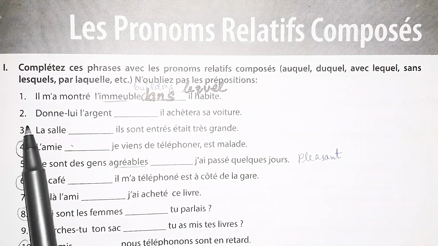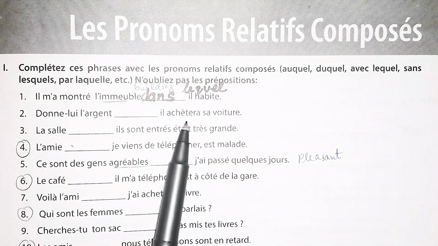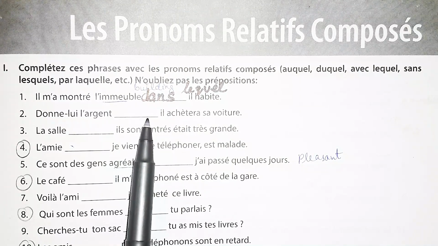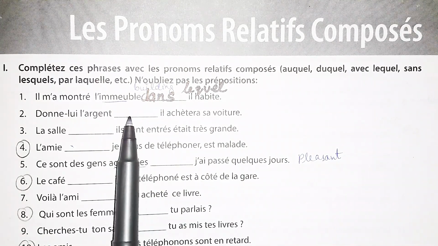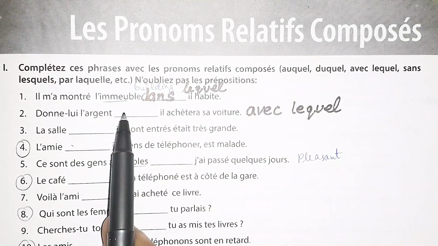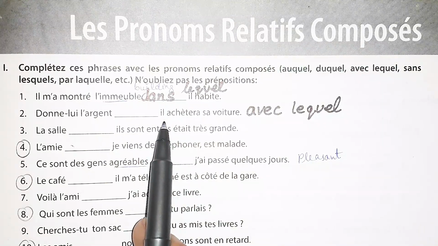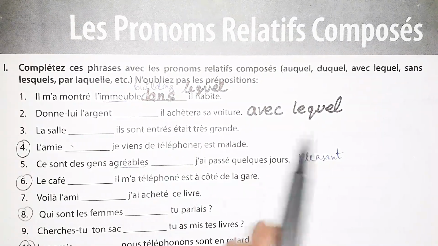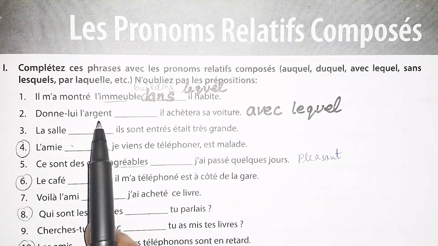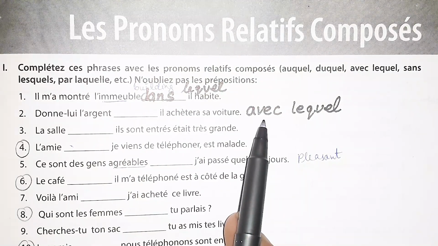Now the second statement is donne-lui l'argent dash il achètera sa voiture. Give him the money with which he will buy his car. So for with we need avec preposition and then lequel. Donne-lui l'argent avec lequel il achètera sa voiture. Give him the money with which he will buy his car. Now l'argent is masculine, so we have used lequel. Okay, and for with we have used avec.